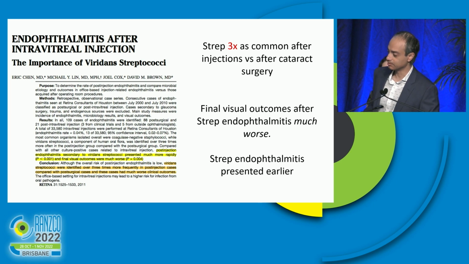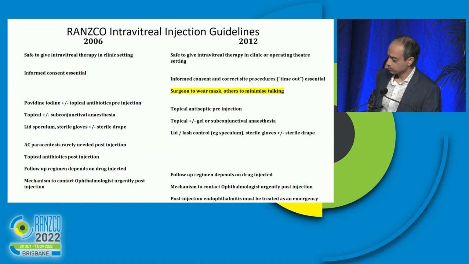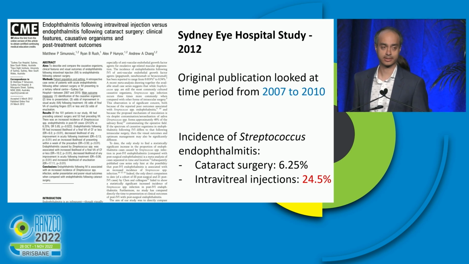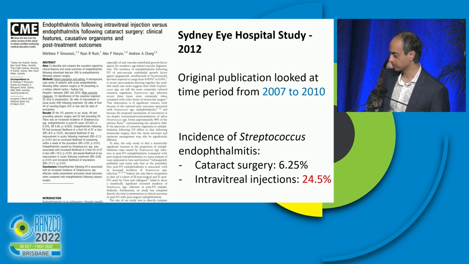They present earlier. They're more likely to end up enucleated. So in 2012, the college guidelines were updated to include a recommendation that we should wear masks when doing our intravitreal injections. This was a retrospective series from Sydney Eye Hospital that Matt Simonovich put together, and this was a time period before those recommendations, and you can see that the rate of streptococcal endophthalmitis was about 4 times higher compared with cataract surgery during that time period.